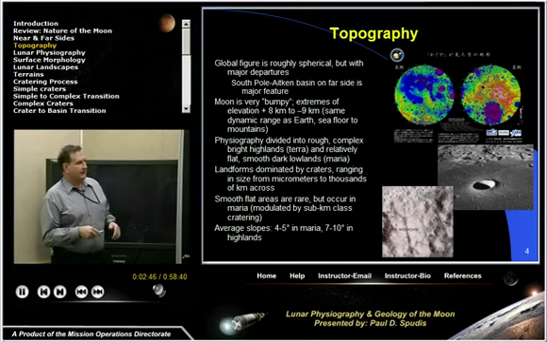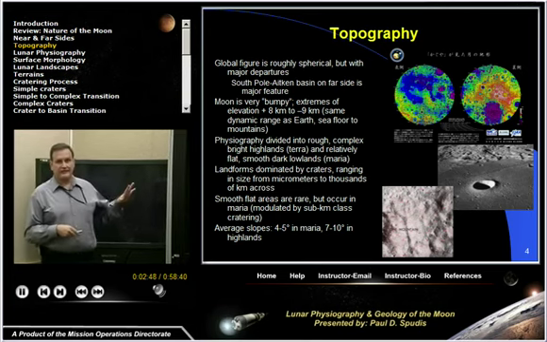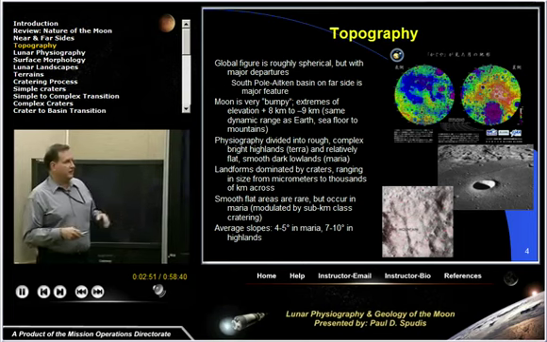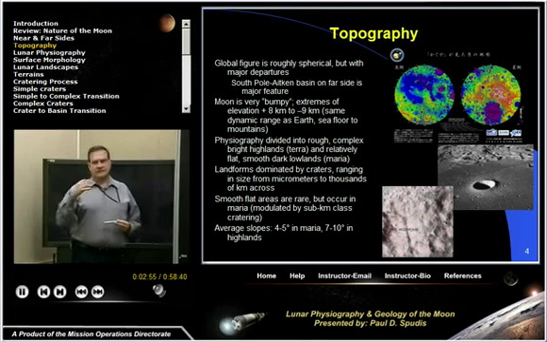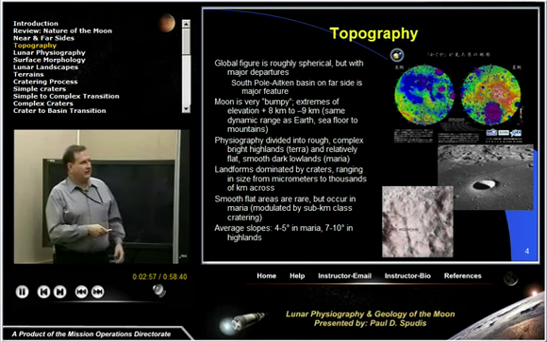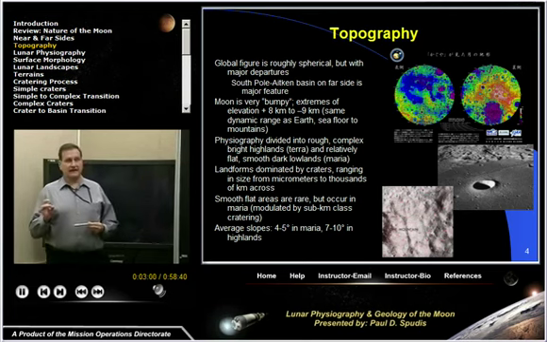Physiographically, you have the rugged uplands, the highlands, also called the terra in Latin, and the dark, smooth lowlands, the maria in Latin. Interestingly enough, in terms of general blockiness, the younger smooth maria typically are more blocky than the highlands.